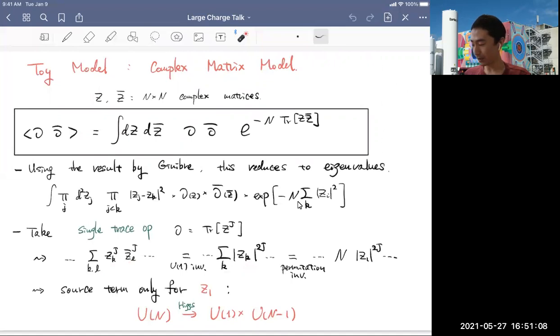Furthermore, by using the permutation invariance, because the other parts are completely invariant under the permutation of K's, Z_1 to Z_n, you can further reduce this to this expression, where you get Z_1 to the 2J. This basically gives you a source term only for Z_1, so it treats Z_1 differently from all the other Z's. This suggests that if you consider the single trace operator and take a large charge limit, the relevant physics is given by the Higgsing pattern where U(N) is broken down to U(1) times U(N-1).